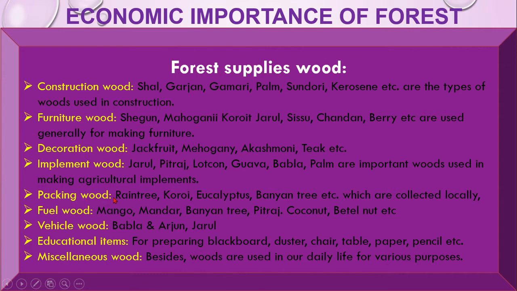Packing wood, examples are rain tree, koroi, eucalyptus, banyan tree. Wood is basically needed for packing. Like we preserve different types of products, like different types of fruits, and transport them from one place to another. So if you use a wooden box, that is very good for preservation and transportation. For that we use the wood of these trees.